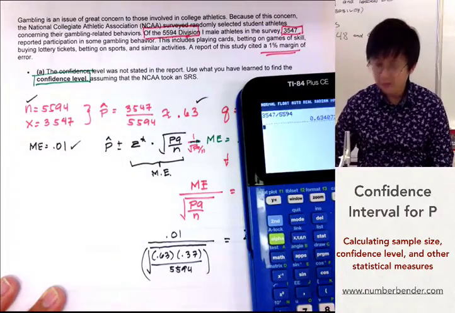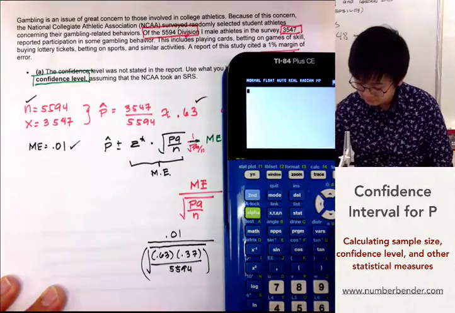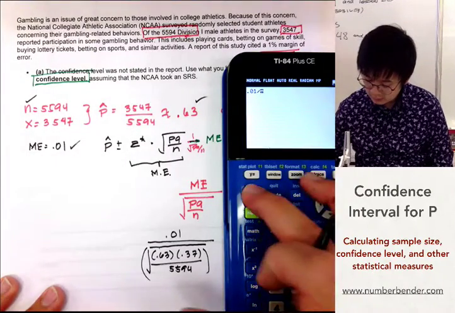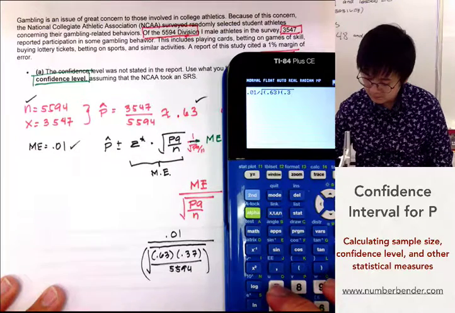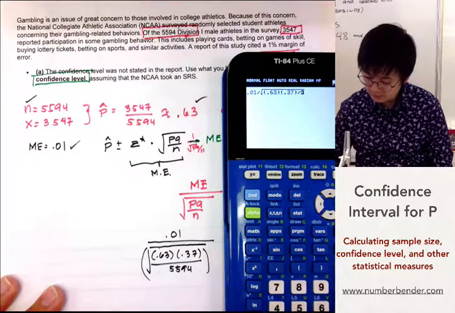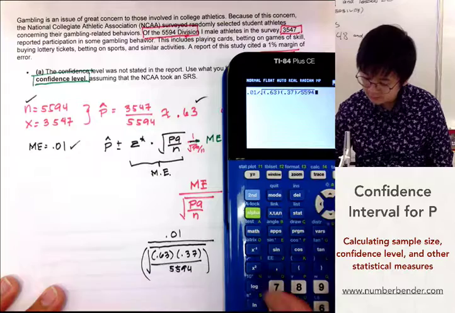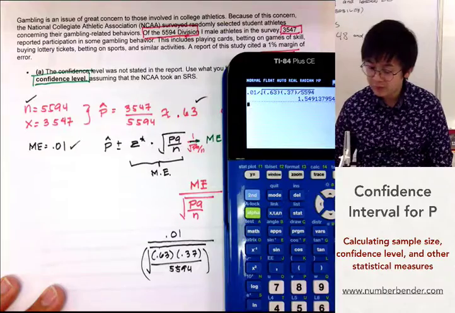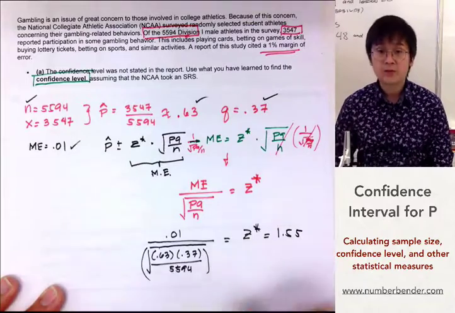So let's go ahead and use our graphing calculator to compute for this value. So 0.01 divided by square root of parentheses 0.63, 0.37 divided by 5594, and this is going to be equal to 1.54 or 1.55. So our Z star is 1.55.